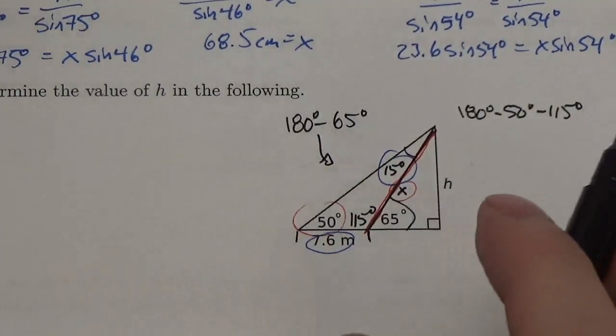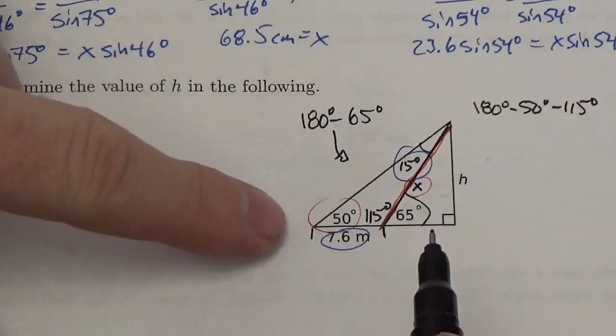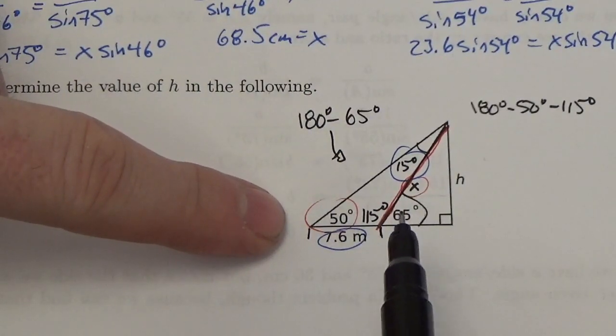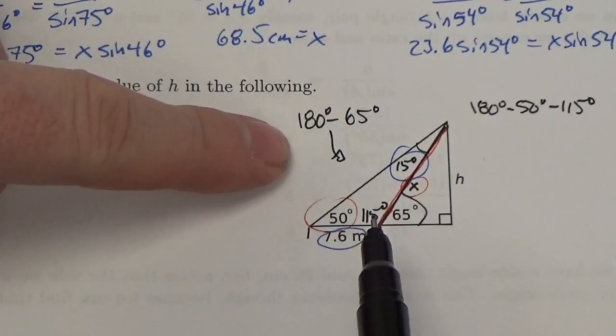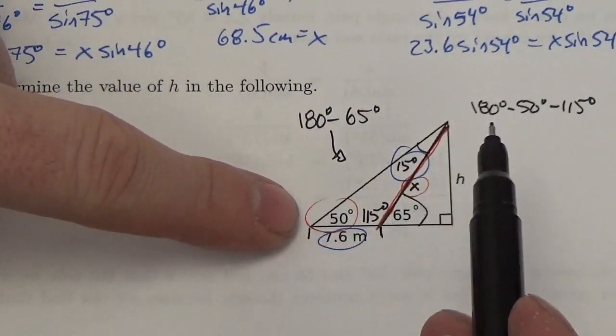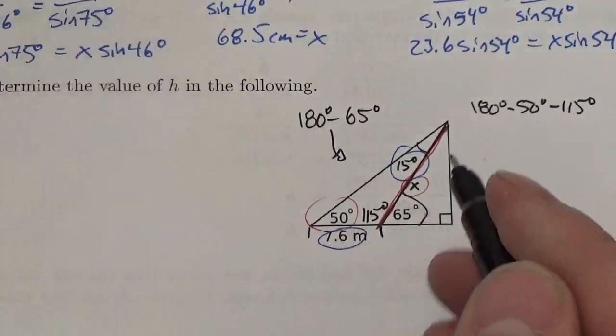Okay. So I know that there's a lot going on. I know that it's kind of busy here, but let's just walk through again really what I did here. I found this angle by subtracting 65 from 180. I found this angle up here by subtracting these two angles from 180. And the reason why that's important is because this is the angle that's opposite the 7.6.